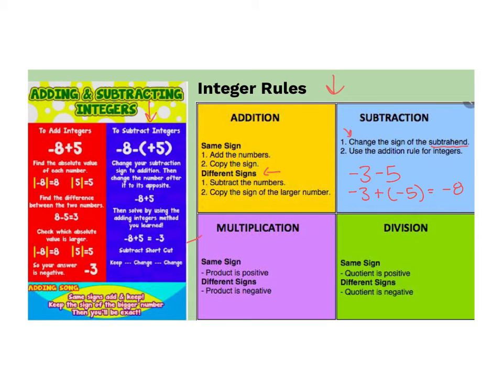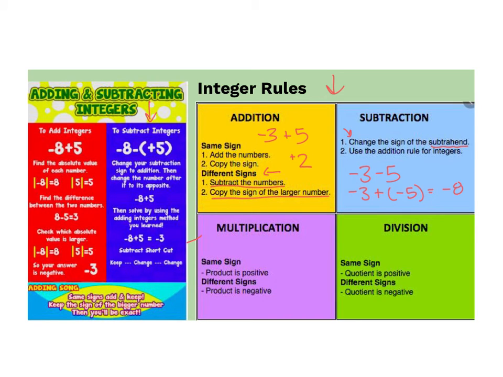If it were negative 3 plus 5, then you simply subtract because the signs are different. So 5 minus 3 is 2, and you copy the sign of the larger number, which is the 5, so this will be a positive 2.